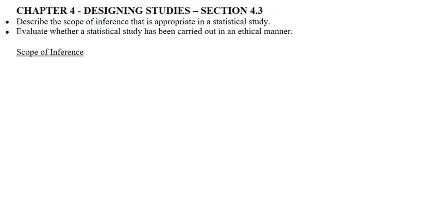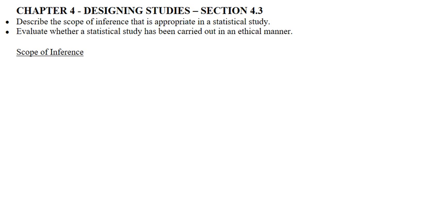Okay, so we're talking about scope of inference, and we want to describe the scope of inference that's appropriate in a particular study that we're doing. And there's two types of inference that we really talk about. And when we say inference, it means we're taking information about a small group of people and we're inferring it to be true about the entire population.